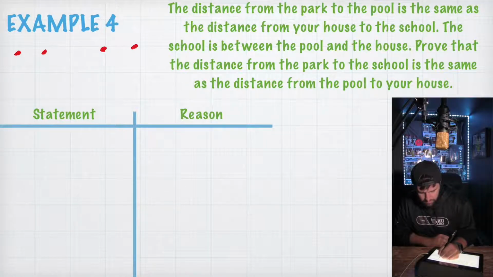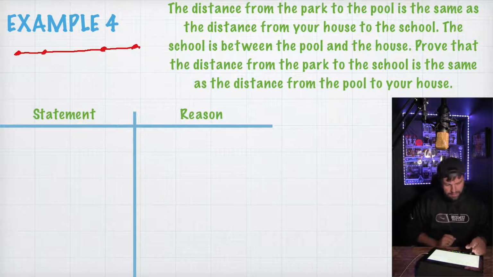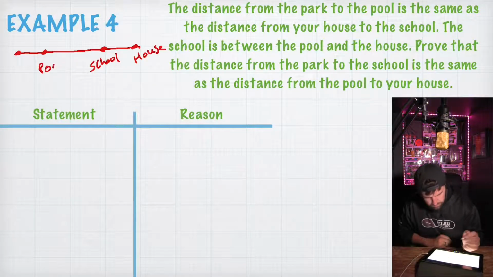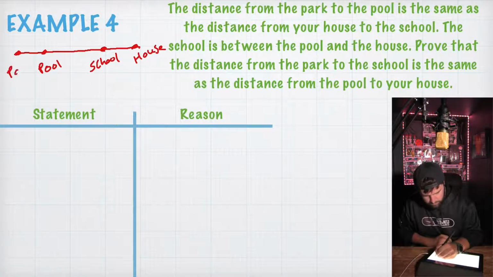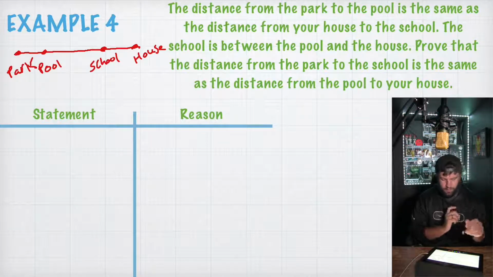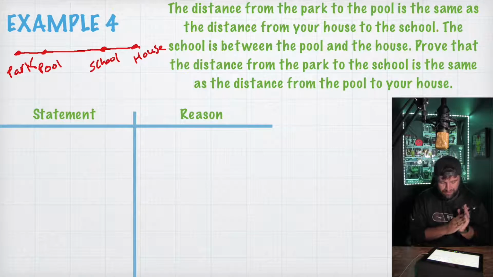So, I'm going to put my dots here and connect them all with a line. It says that the school is between the pool and your house. So, this is going to be school, house, pool, park. Okay? Just making sure I had those in the right order.